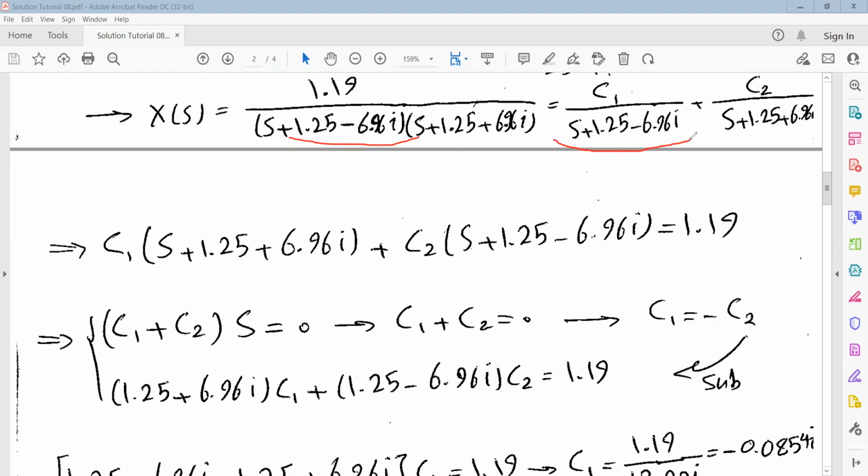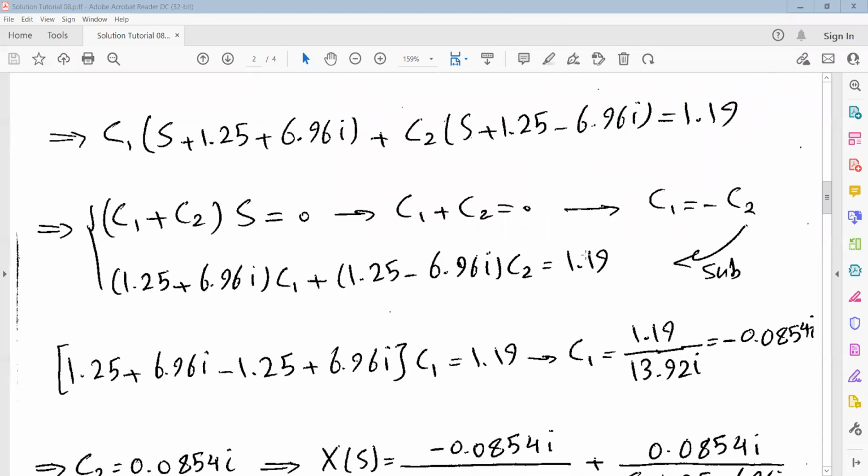So the two subfractions are in this form, as you can see, s minus s1 and s minus s2. Now the numerator of the first fraction must multiply by the denominator of the second fraction, and the numerator of the second fraction must multiply by the denominator of the first fraction, and it must be equal to the numerator of this function, which is 1.19. So we can simplify this and extract two algebraic equations for C1 and C2.